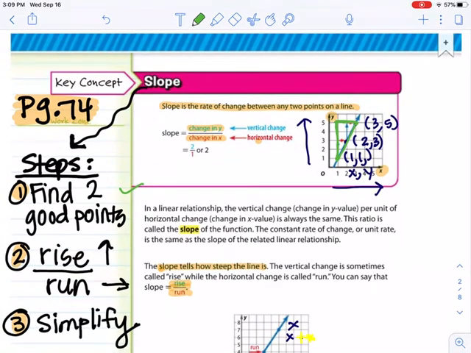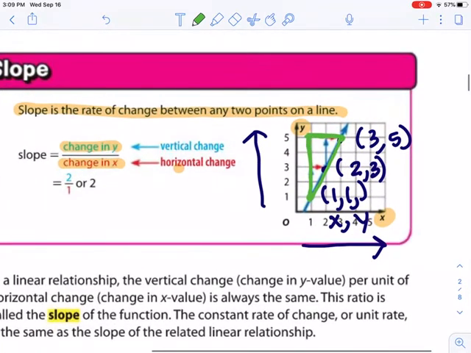Next, I need to find the rise over the run. The rise is how far up we went. If we look, our first good point starts at 1 and it goes up to 5. So the rise is how tall that line is. If it starts at 1 and ends at 5, then that line is 4. You could think of it as subtraction: 5 minus 1 is 4.